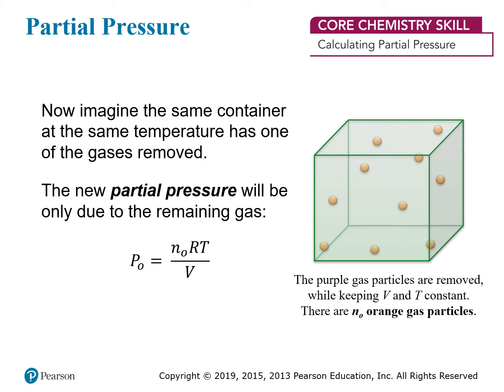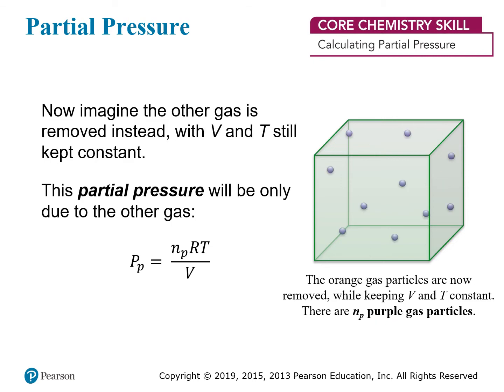Now we can imagine the same container at the same temperature. It'll have the same volume because it's the same container, but we've taken out the purple gas and we've only left the orange gas particles. So what's left behind is the number of moles of orange gas particles, which we're going to call NO. Okay? So the new pressure of this hypothetical situation is just going to be coming from the orange gas particles. So we can say that the pressure of the orange particles is equal to nRT over V, where this time n is NO, the number of orange particles. Okay, so this is clearly going to be less than the total pressure because the number of orange particles was less than the total number of particles.